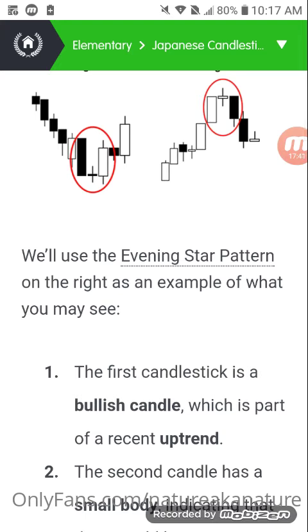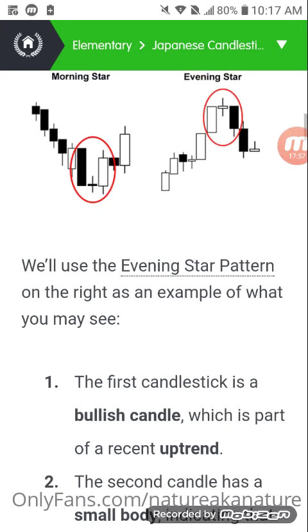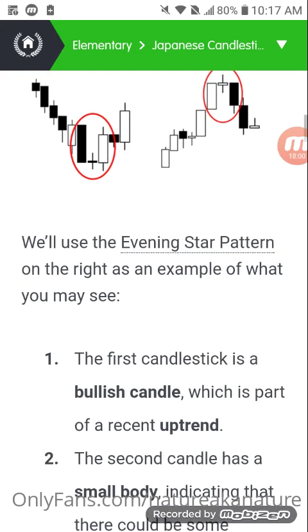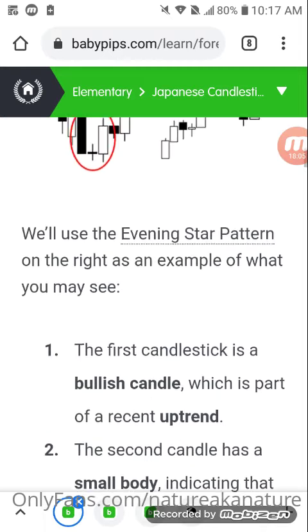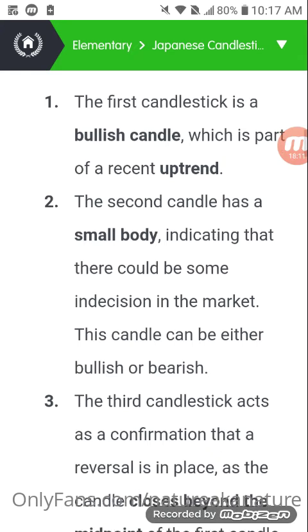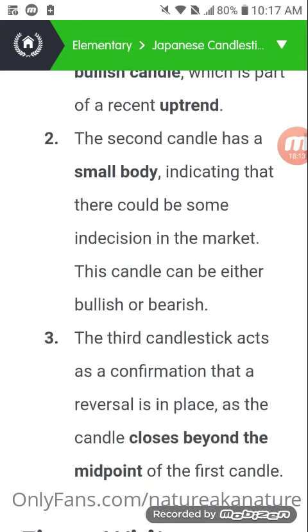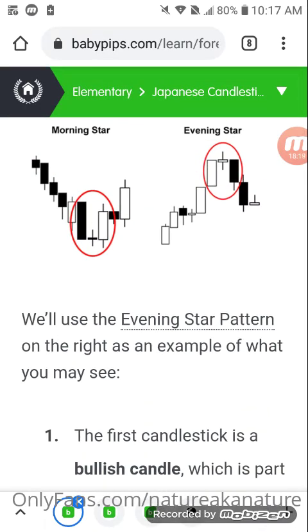So for the evening star, I'm sorry, we're doing evening star first. Let's look at the evening star pattern on the right. The first candlestick is a bullish candlestick, which is part of the recent uptrend or the overall trend. The second candlestick is a small body that indicates some type of indecision in the market. The third candlestick acts as a confirmation of the new trend, confirming that a reversal has taken place, and the candle closes below the midpoint of the first candle.